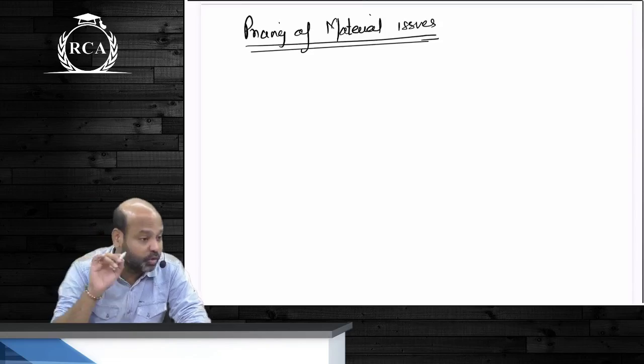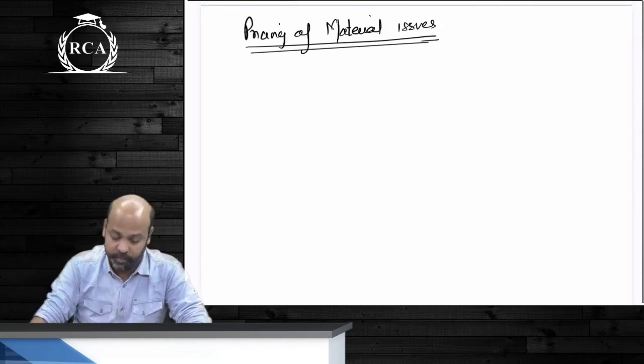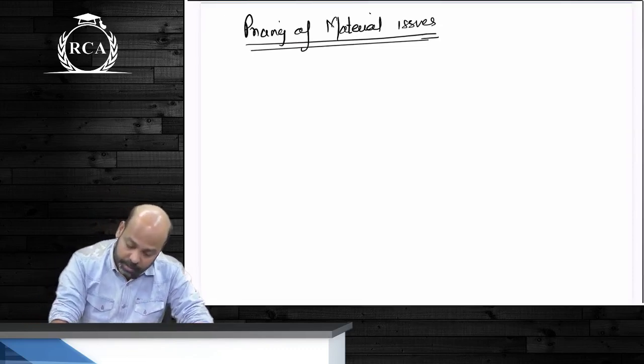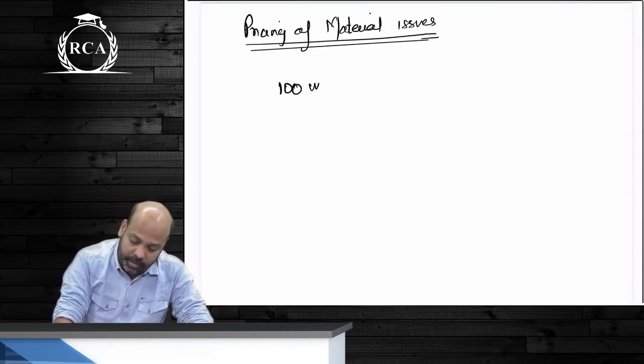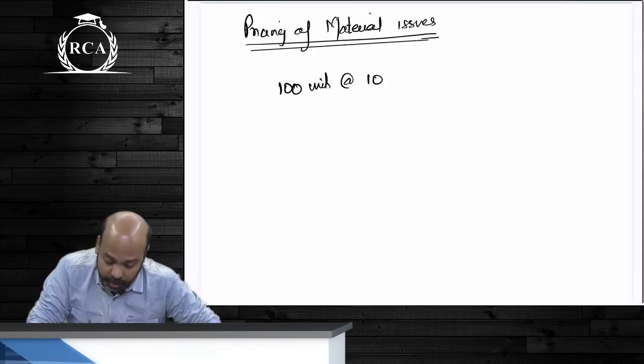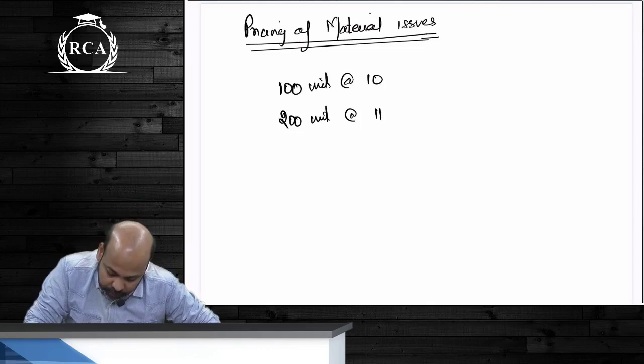So you cannot do all of those things better here. Now talking about pricing of material issues, guys, I just told you is a possibility better that all the purchases will be made at different prices. Let's say that you buy 100 units at 10 rupees, you buy another 200 units better at 11 rupees, you buy 300 units at 12 rupees.